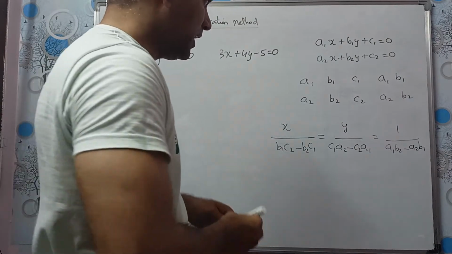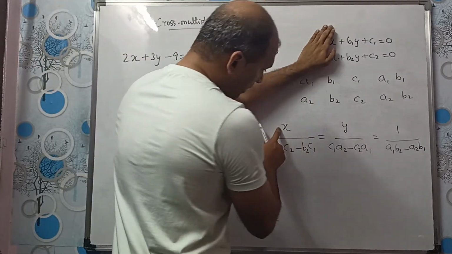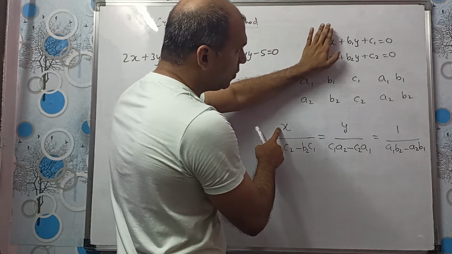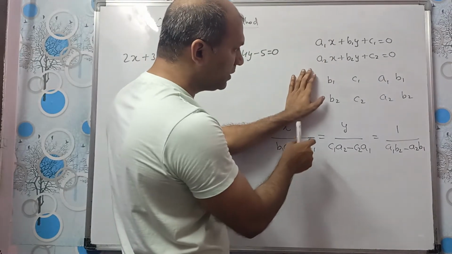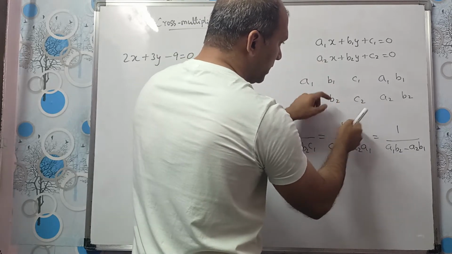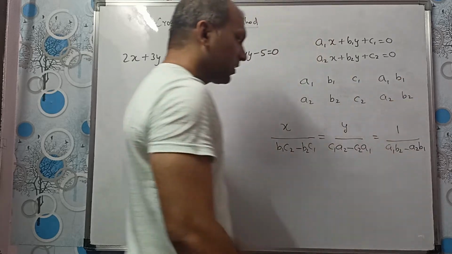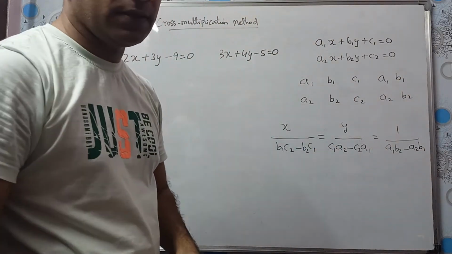Okay. I hope this is clear. See, when we want to find the value of x, don't write the coefficients of x. This two should be multiplied, this two should be multiplied. Next, this two should be multiplied, this two. Third one, this two and this two. We'll get the values of x and y like this.